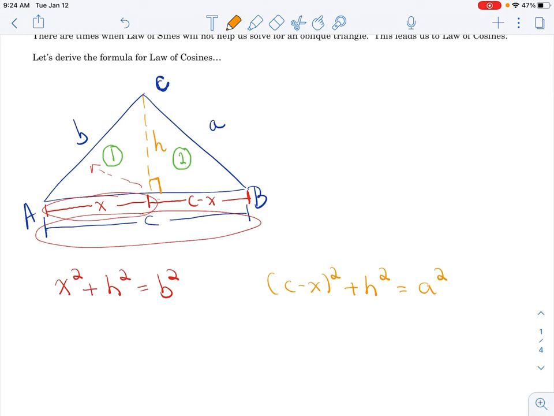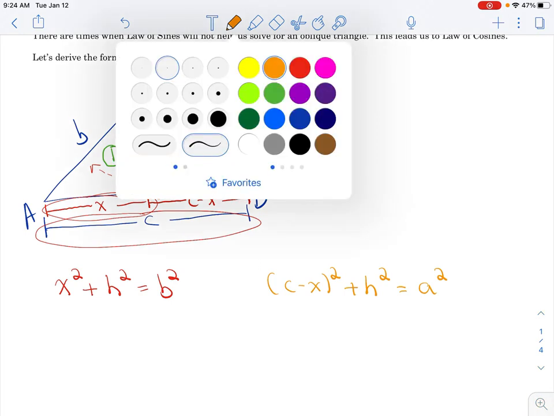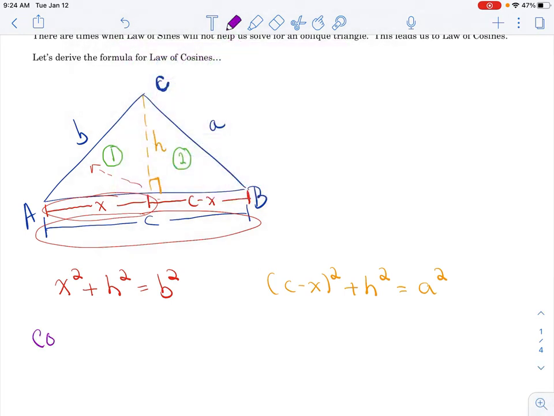All right. Now the next thing, and I just know where this is going, so I'm just going to tell you to do it, is we're going to stand in triangle 1 and find cosine of A.